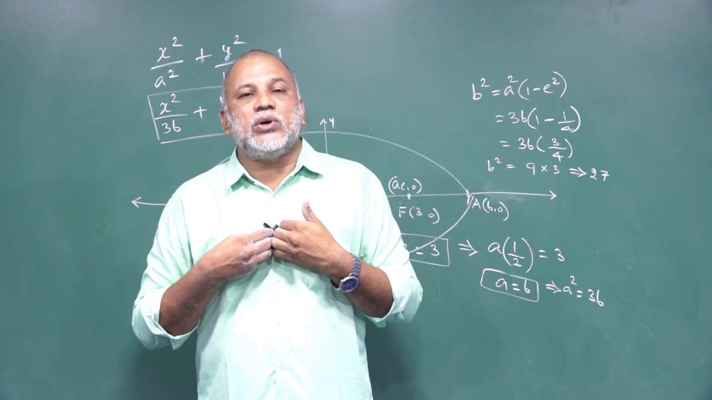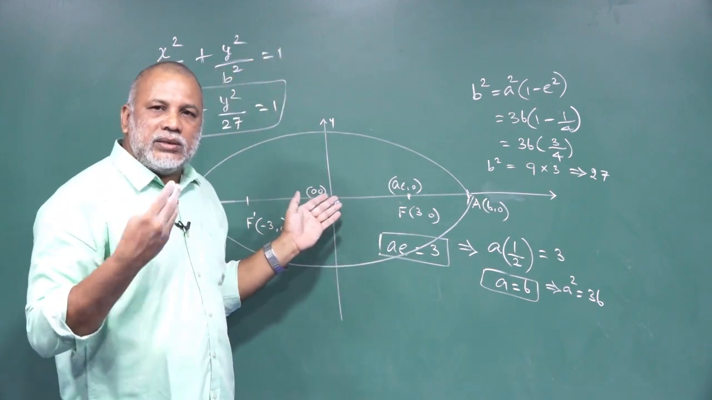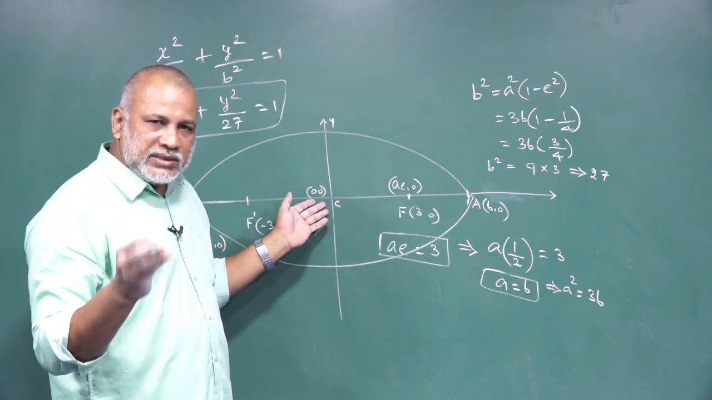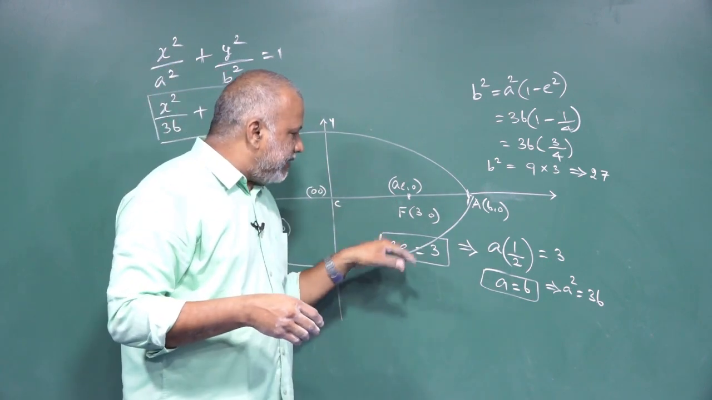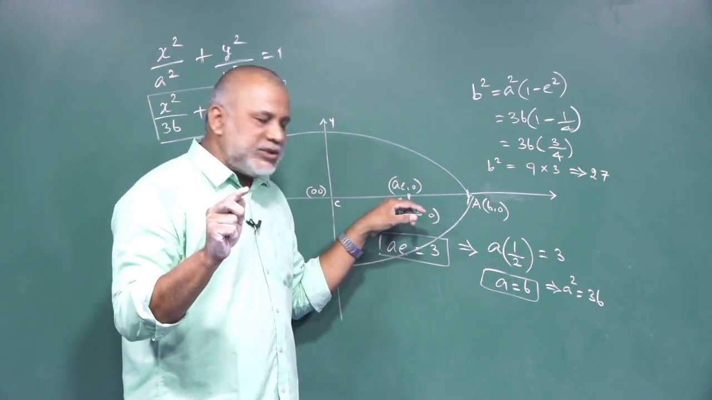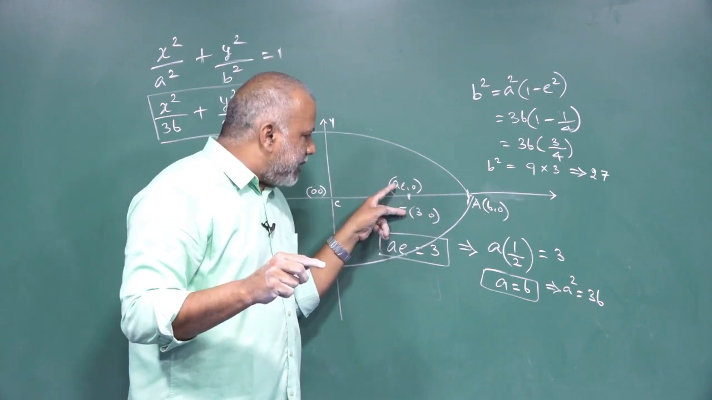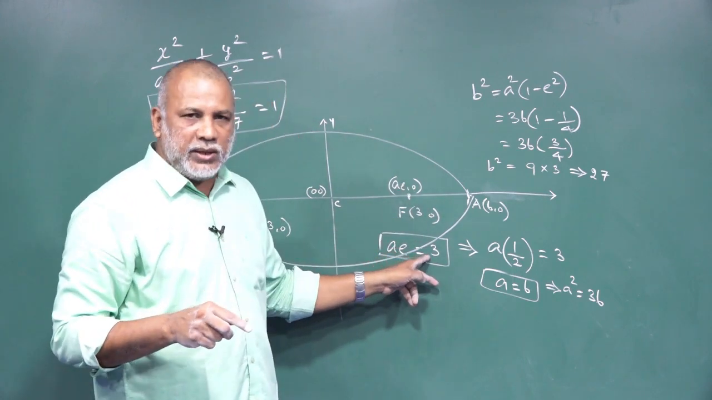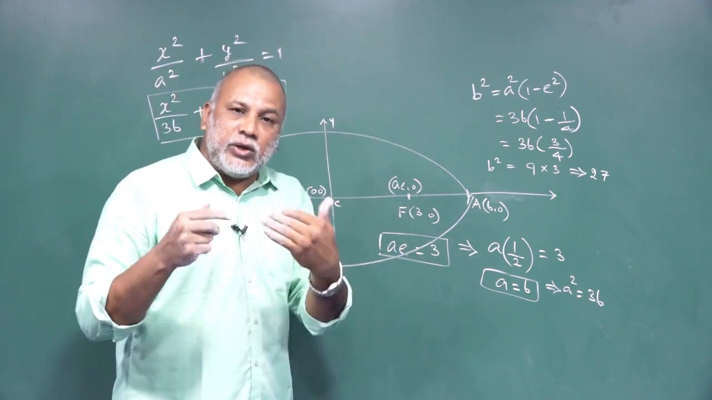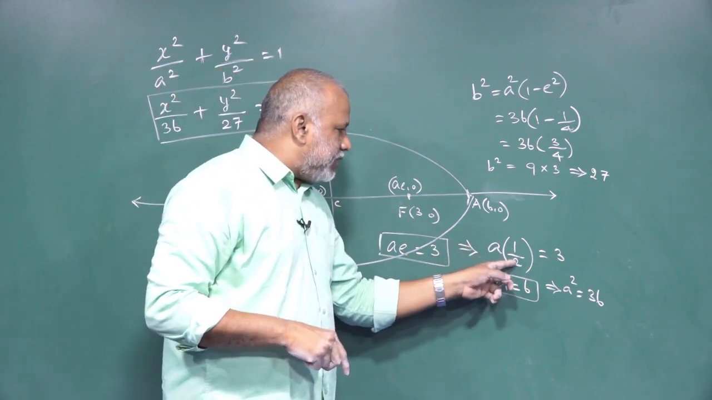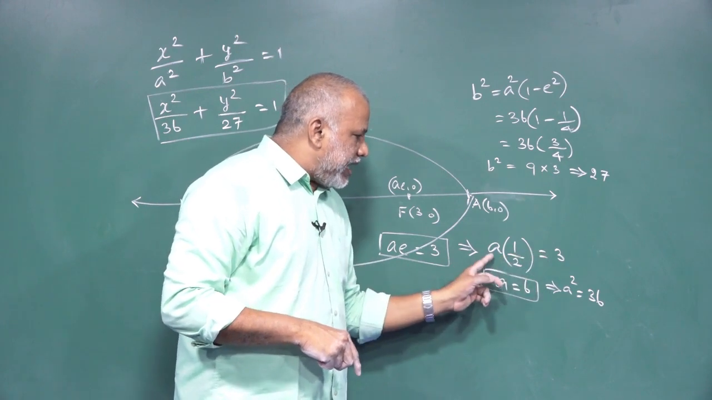So I am 0, 0 from this data, the origin. 0, 0 is the center. After that, calculate what the given data are. Always the focus must be AE, 0. So compare this one, AE equal to 3. From this AE equal to 3, E is given in your question itself. Then replace it by 1 by 2. Then cross multiply. So A equal to 6.